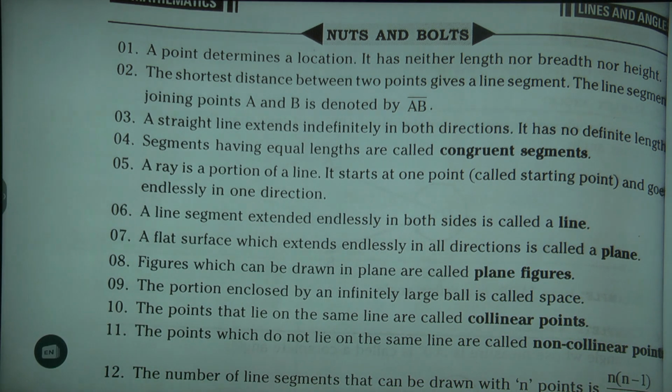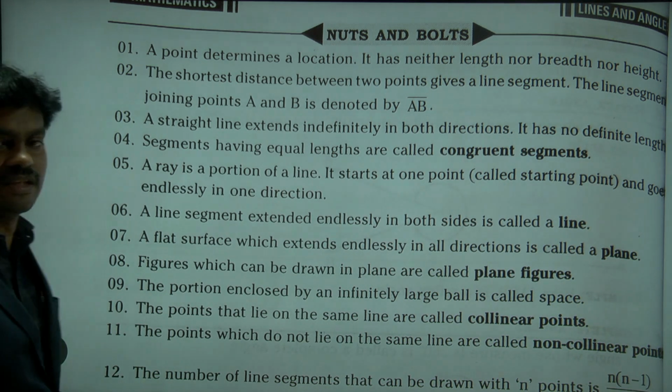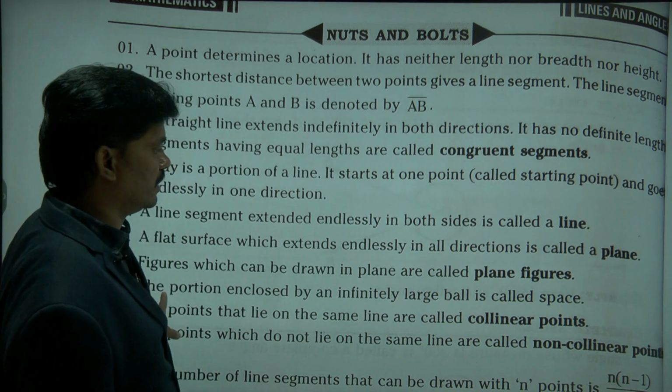Seventh, plane. A flat surface which extends endlessly in all directions is called a plane. Figures which can be drawn in a plane are called plane figures. The portion enclosed by an infinitely large ball is called space. The points that lie on the same line are called collinear points. The points which do not lie on the same line are called non-collinear points.